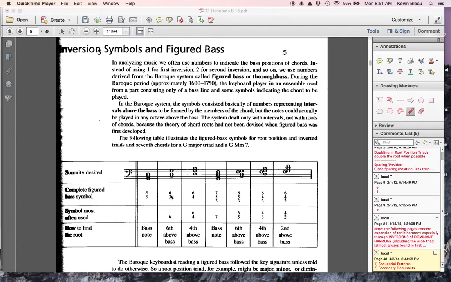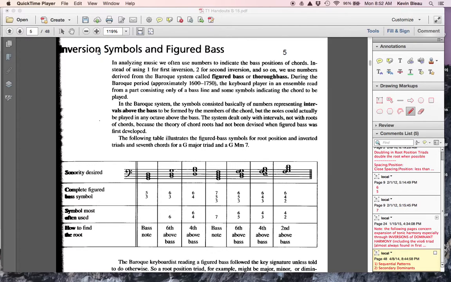All right, now these numbers, of course, can correspond to the interval above the bass. So 6/3, that means there's a sixth above the bass and a third above the bass, and that's why we call it a first inversion, a triad from there. Over here, 6/4/3, there's a sixth, there's a fourth, and a third above the bass. So we get this sound. That's a second inversion 7th chord.